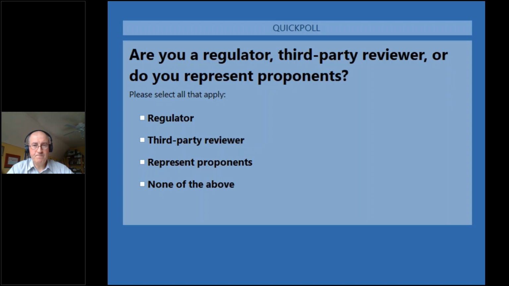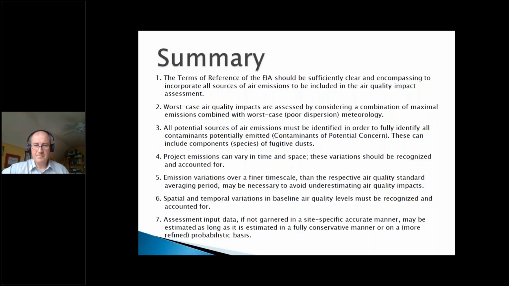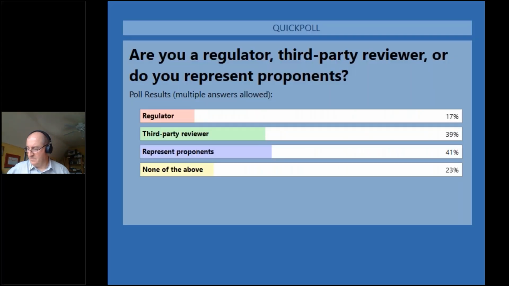So we're going to close the poll, get your options selected in 3 seconds. 3, 2, 1. So we'll close that poll and we'll share the results with you. And so it looks like we have 17% of you said that you were a regulator, 39% said third-party reviewer, 41% represent proponents. So the third-party reviewer and representing proponents are pretty close together, and 23% said none of the above.